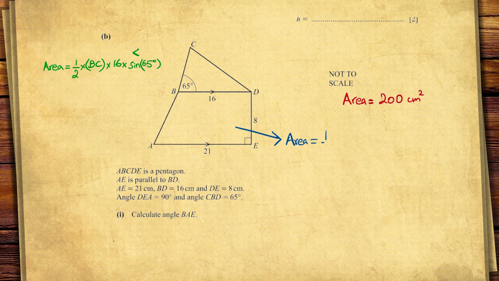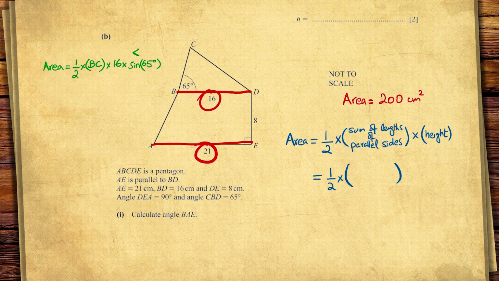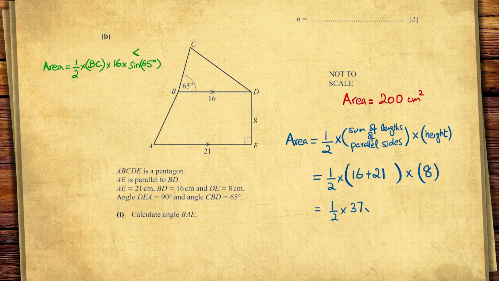The formula for the area of trapezium is 1 by 2 multiplied by the sum of lengths of parallel sides multiplied by the height of the trapezium. Now sum of lengths of the parallel sides. The side BD is 16 and the side AE is 21, and these are the two sides that are parallel to each other. So we will add their lengths. 16 plus 21. The height of the trapezium is the perpendicular distance between these two parallel sides, that is 8 centimeters. Now 1 by 2 multiplied by 16 plus 21 is 37 multiplied by 8.